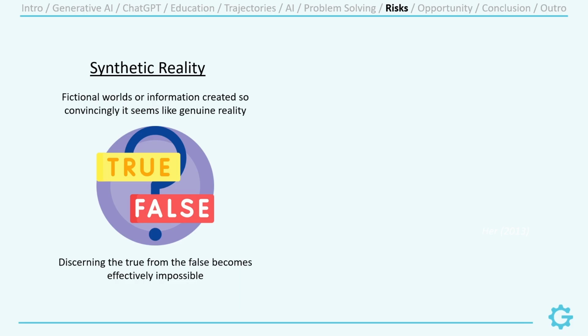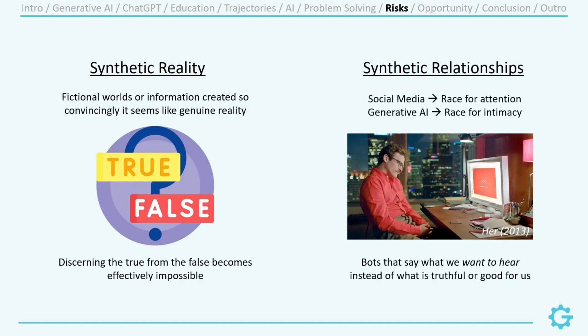But there's another, more intimate problem created by generative AI as well: synthetic relationships. If social media was a race to grab and hold our attention, generative AI may end up as a race to grab and hold our relationships and feeling of intimacy.